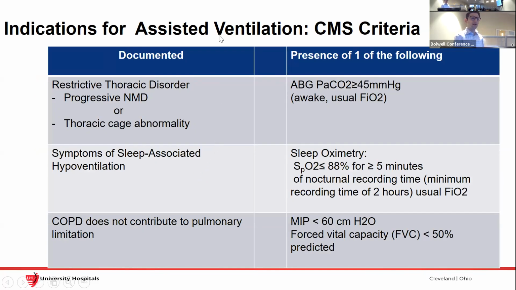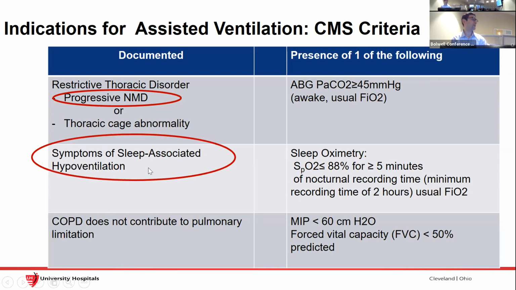So we talked about the CMS, Centers for Medicare and Medicaid Services, criteria, and this is really what many durable medical equipment companies use. In our patients, they have progressive neuromuscular disease, and they need symptoms of sleep-associated hypoventilation. So you have to document in your note that the patient has symptoms of sleep-associated hypoventilation, which include poor concentration, morning headache, and so on and so forth. They don't have COPD, which is not an issue in children, but can be an issue in adults.